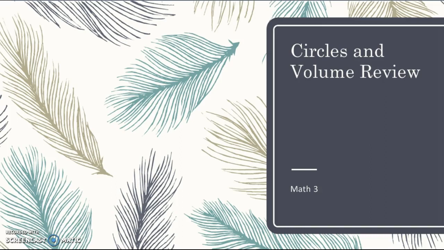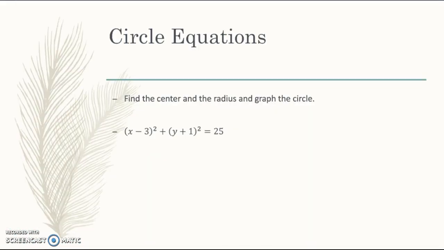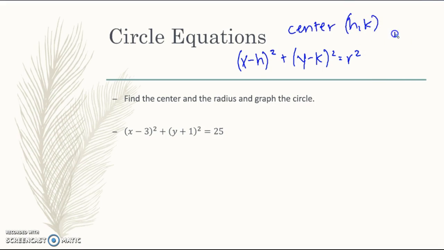So now it's time to go back and review everything that's been in this unit about circles, equations of circles, and volume. So way back in the beginning, we started with circle equations, and if you remember, our basic form is x minus h squared plus y minus k squared equals r squared, where our center is at the point h, k, opposite signs, and our radius is the r. So you remember you have to take the square root of whatever it said equal to find your radius.